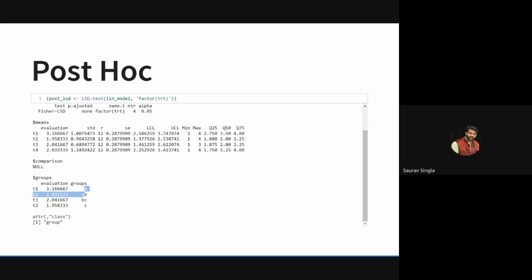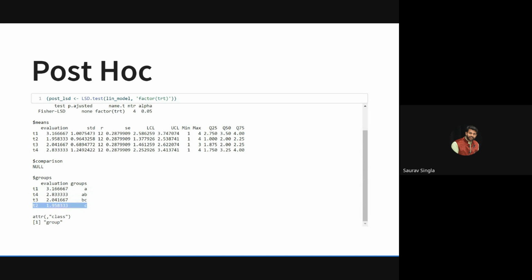Okay. If two treatments share a letter, that means that letter is present for T1 also and T4 also. Then it is said that these are not significantly different as we have tested before. But see, is there any common letter between T1 and T2? In T1 it is only A and in T2 it is only C. So T1 and T2 are significantly different because they do not share any common letter.